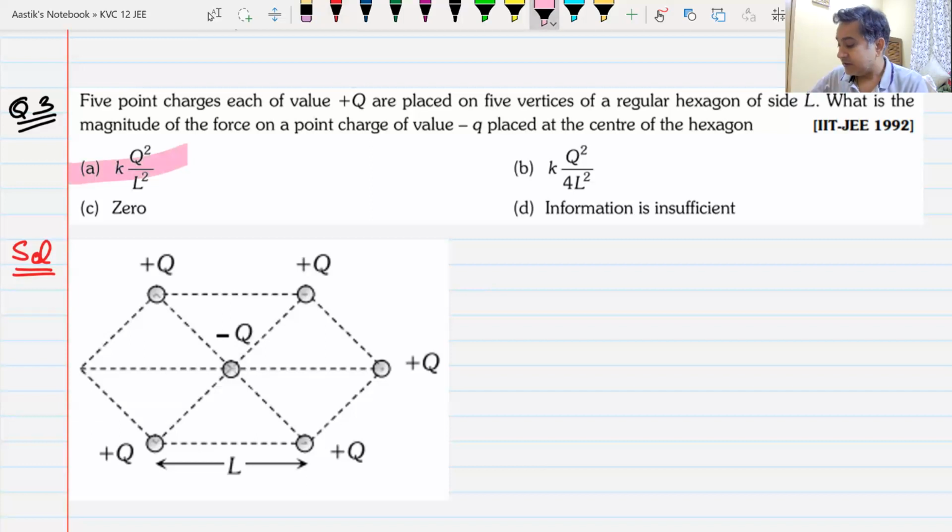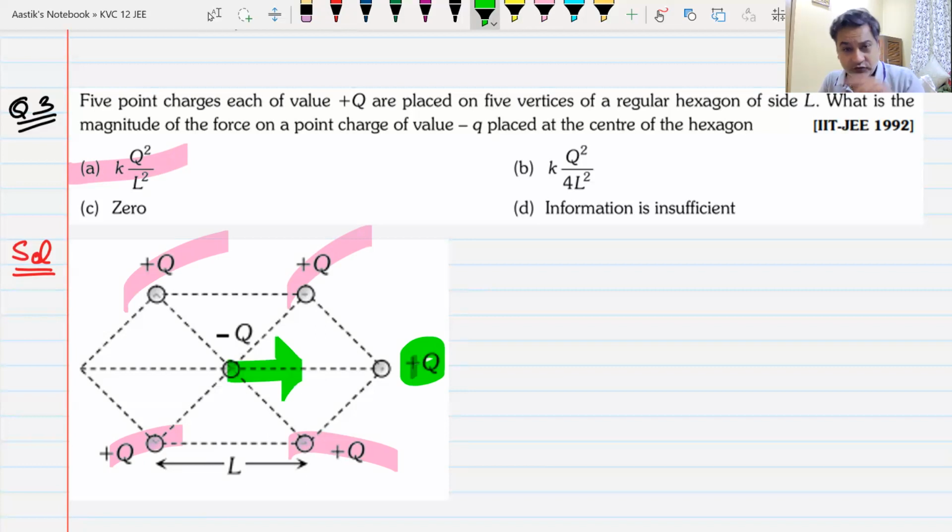Option A. Why? This charge will cancel out this charge, whether you call it electric field or electric force. The net force will be because of this charge only, the green one. It will be attractive in this case. And the answer is force due to one charge. It is a regular hexagon. Length of everything is L. So answer is KQ square by L square. Do we understand this?